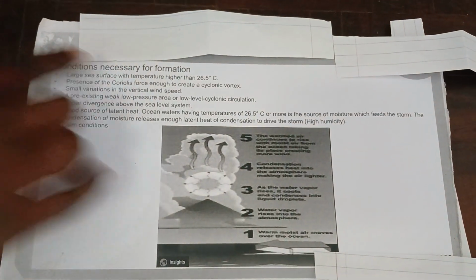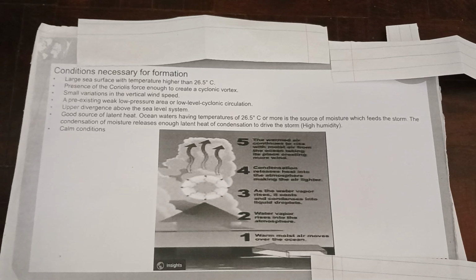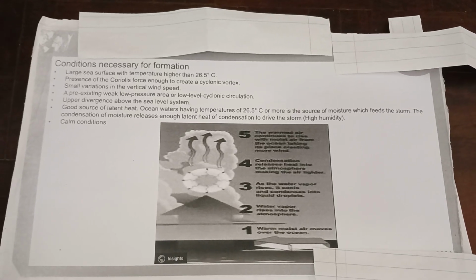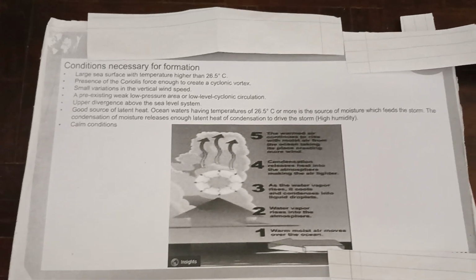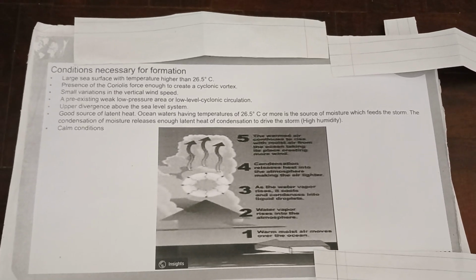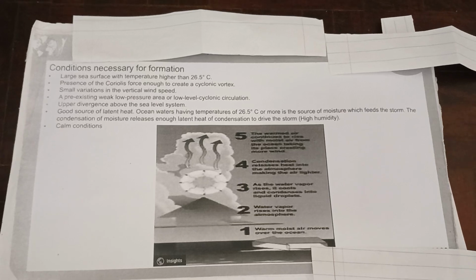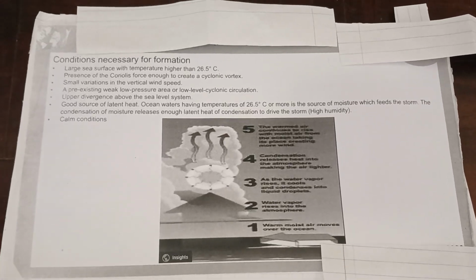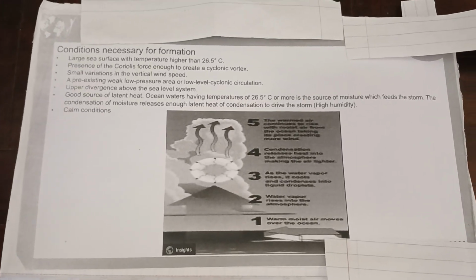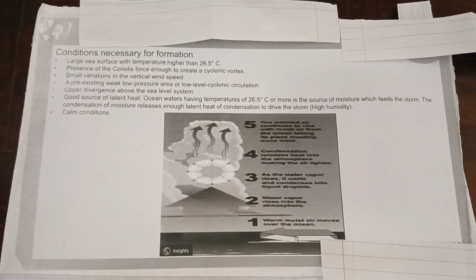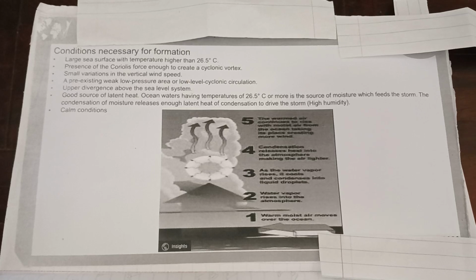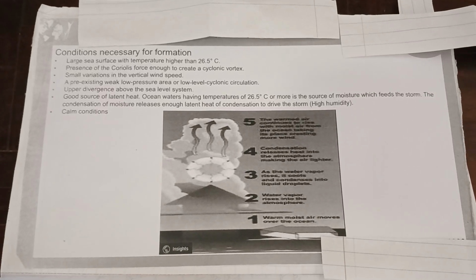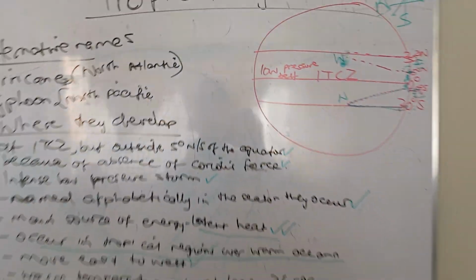You have a large sea surface with temperature higher than 26.5 degrees Celsius. This is usually assessed. Then the presence of Coriolis force enough to create a cyclone vortex. That's also important before it starts. Then small variations in the vertical wind speed. Obviously, you remember that we need high wind speed so that the tropical cyclones can move from where it starts up to when it will be moving in that southwesterly direction. Then a pre-existing weak low pressure area and low pressure cyclone circulation, upper divergence above the sea level system, a good source of latent heat, which we have talked about, and also calm conditions. These are some of the conditions necessary for the formation of the tropical cyclone.